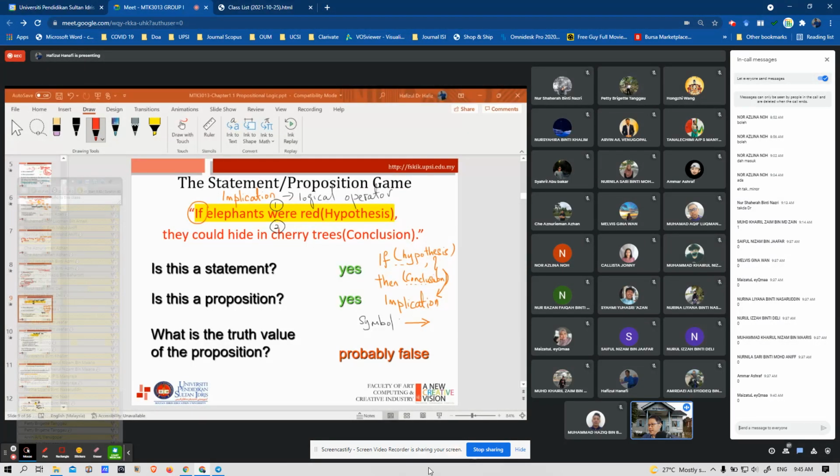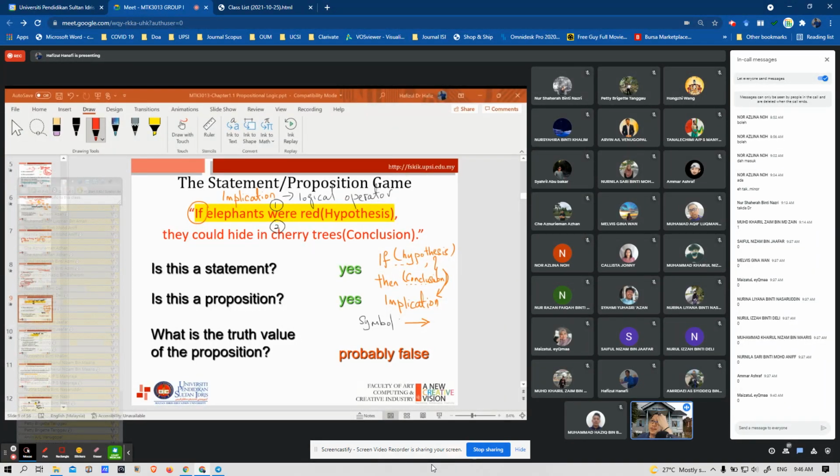Okay, what is a hypothesis? A hypothesis is, number one, a basic limited evidence used as a starting point for further investigation. And then number two, we conclude based on the hypothesis what we infer. Here, if elephants were red, then they could hide in the cherry tree. Okay, we go by the if-then.